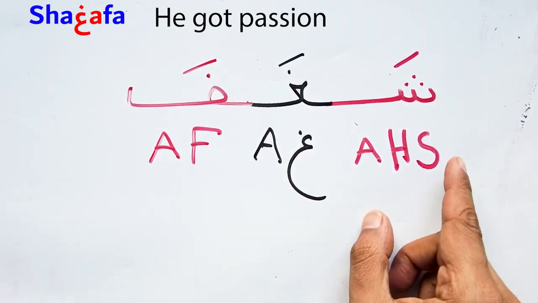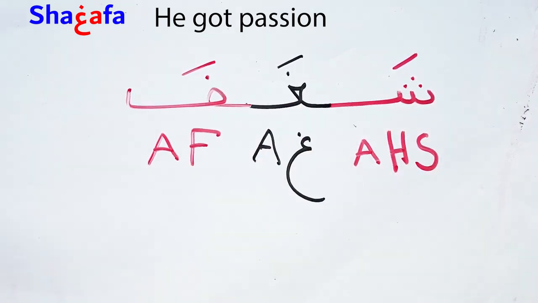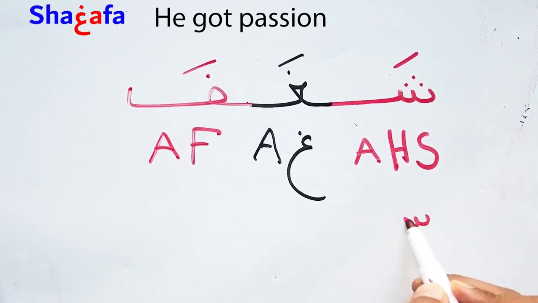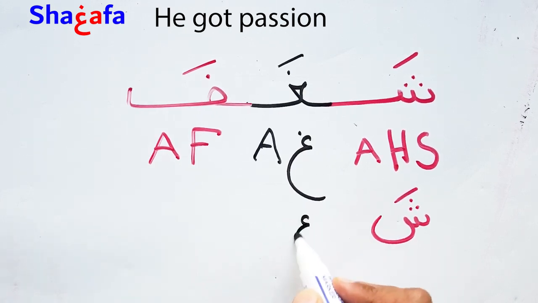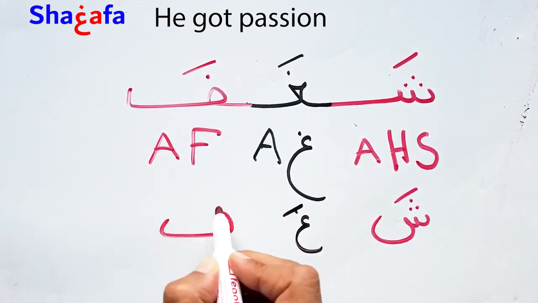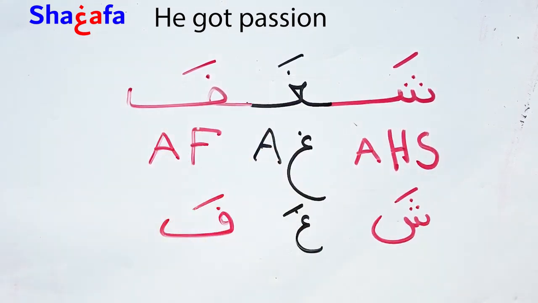So let's read together. Sha, gha, fa. Sha in the beginning of the word. When it is out of the word, it will be like this. And gha, now all of you know how it is. All of you are professional, and fa as well. Sha, gha, fa.